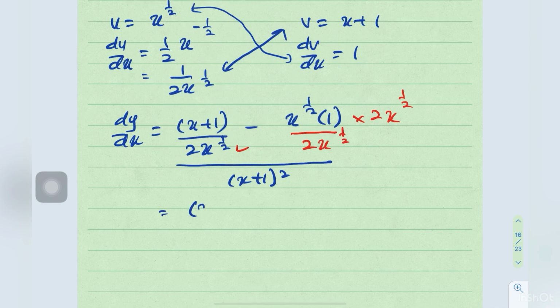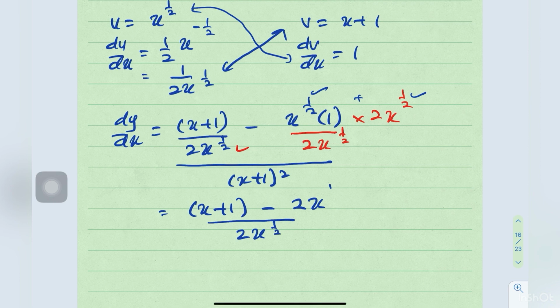Here we get x plus 1 minus 2, okay, x to the power of 1/2 times x to the power of 1/2. The power, you can add the power. Okay, so 2x to the power of 1, over 2x to the power of 1/2, over (x plus 1) squared.